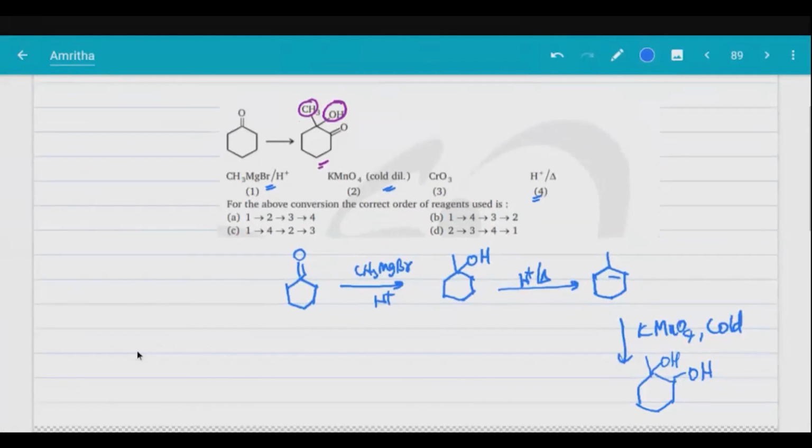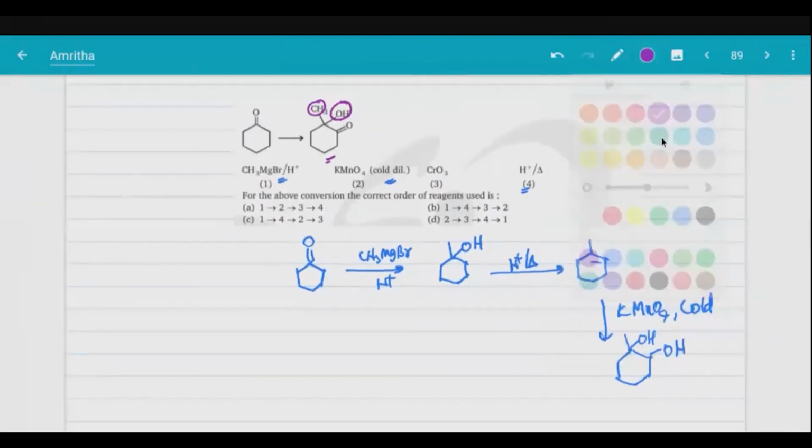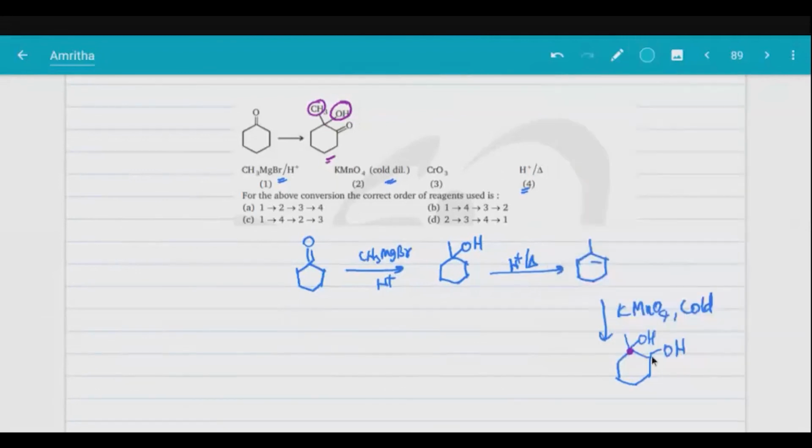Okay, fine. After getting this, one of them is tertiary alcohol. Yes, this is tertiary alcohol, but this one is secondary alcohol. Blue one is secondary alcohol. Only secondary alcohols will undergo oxidation with CrO3. Okay, fine. This secondary alcohol will give ketone with this. Done? Okay, fine. So option C is the correct answer.